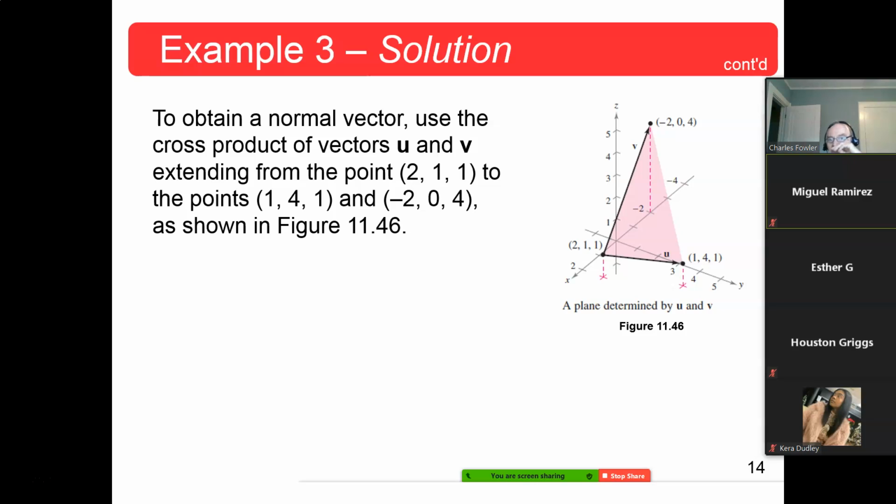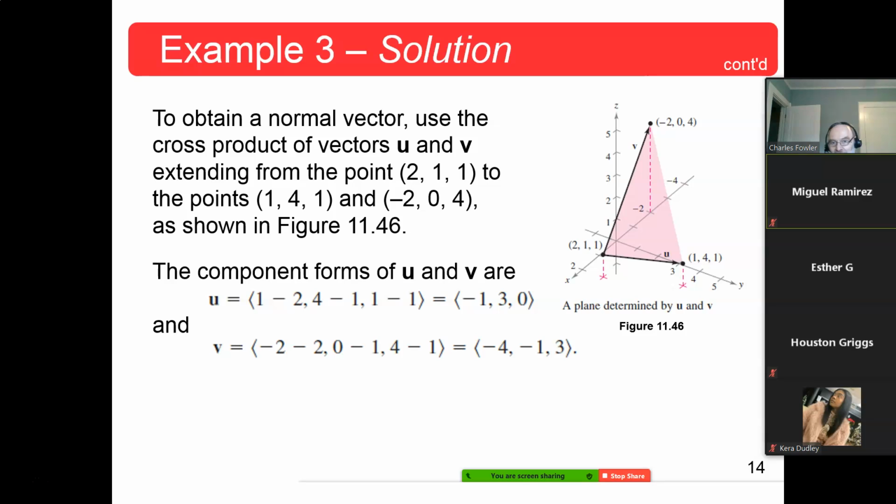So what we do to obtain a normal vector, use the cross product of vectors u and v, extending from the point 2, 1, 1 to the points 1, 4, 1, and the other point negative 2, 0, 4. Okay, so here's one of those points, 2, 1, 1. The one going to 1, 4, 1 is this vector. The one going to negative 2, 0, 4 is going that way. Okay, so what we do is find out the components of those 2 vectors, which is a real easy thing to do.